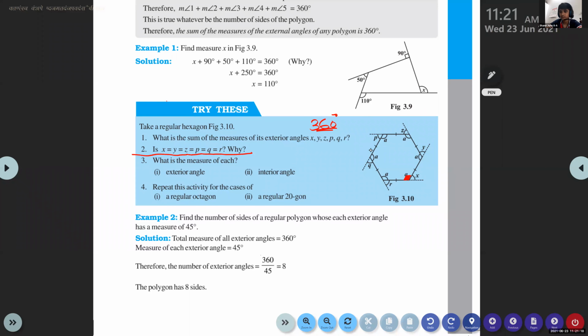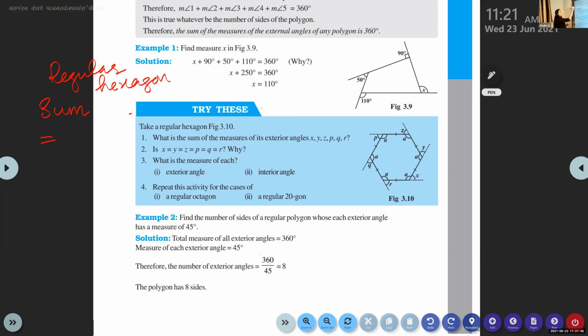Okay. Can you tell the measurement of those interior angles? Since it is a regular hexagon, what is the sum of the interior angles of a regular hexagon? 720. How did you get 720? Which formula are you using? N minus 2 into 180.